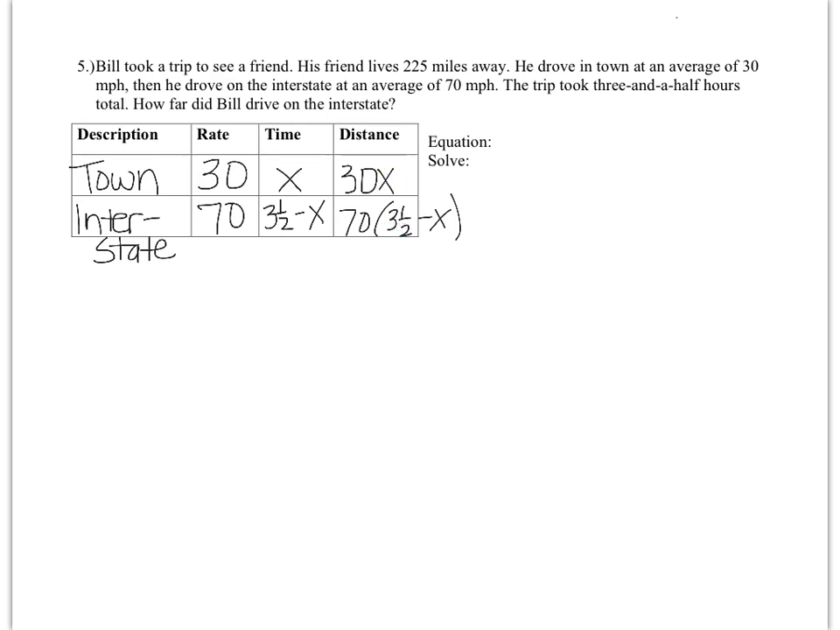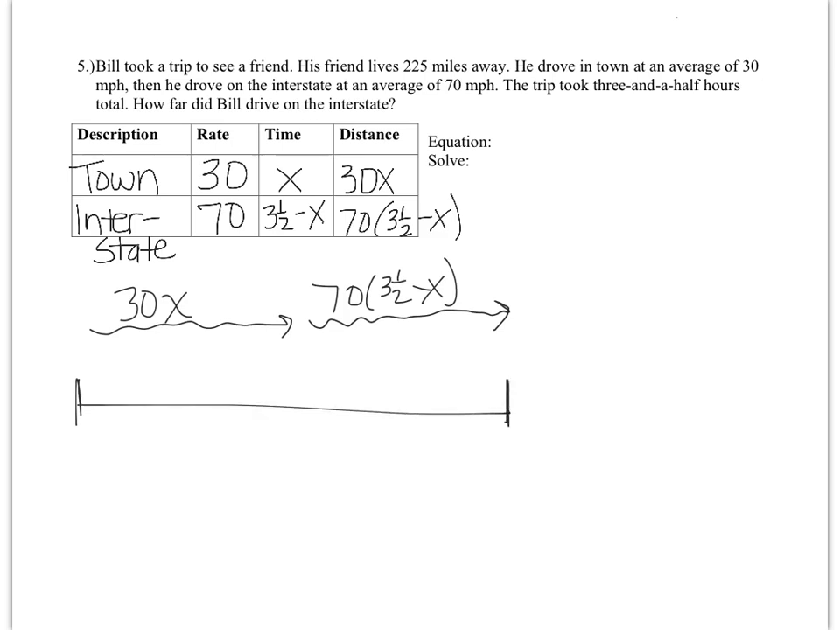Okay, so now let's get a visual. The visual for this is that he's taking a trip. So he's driving around in town, and his distance in town is represented by 30x. And then he gets on the interstate, he's driving on the interstate, and that distance is 70 times 3.5 minus x. The combined distance, like his friend, is 225 miles away. So this is another example where you're going to add the two distances to get 225.